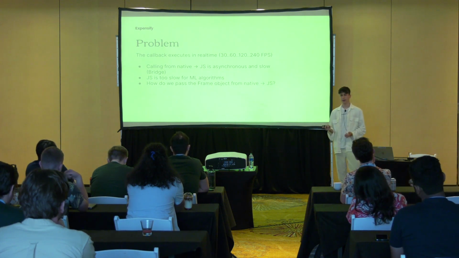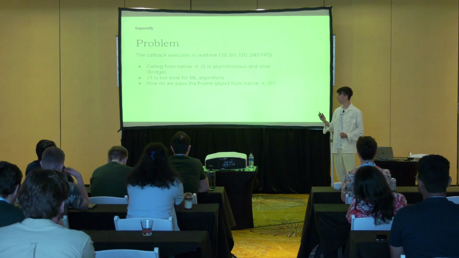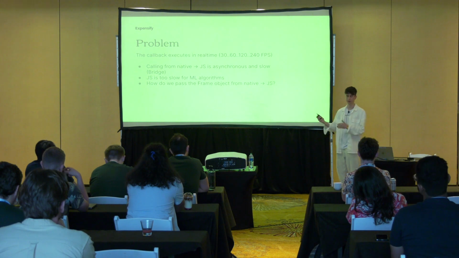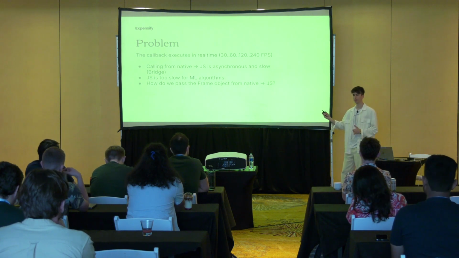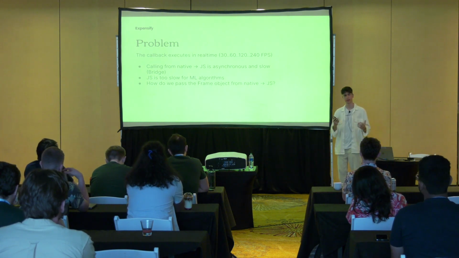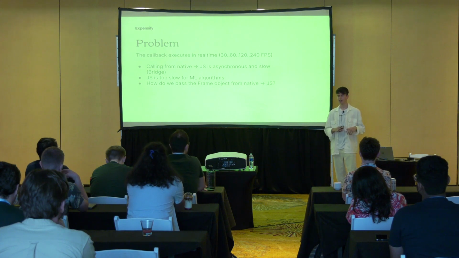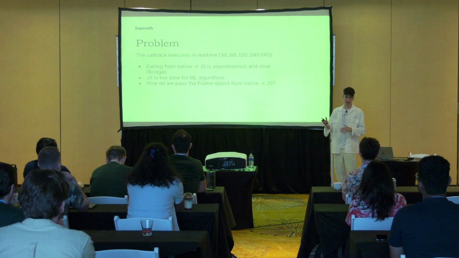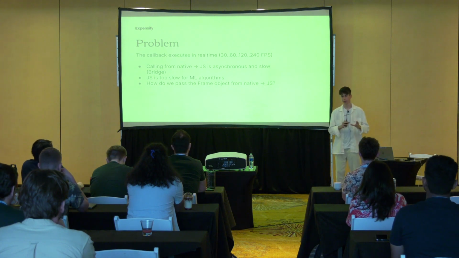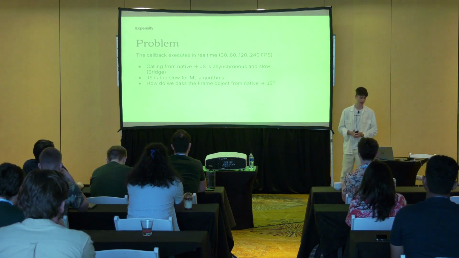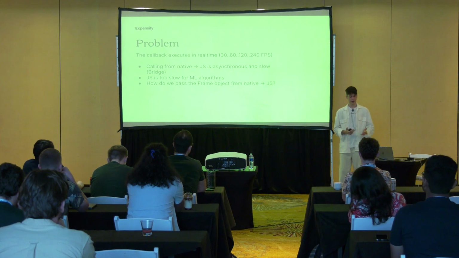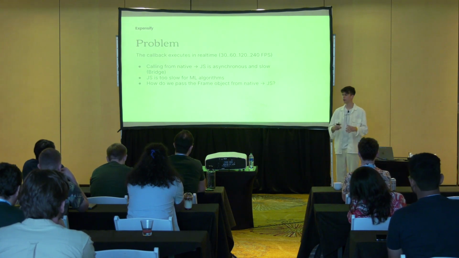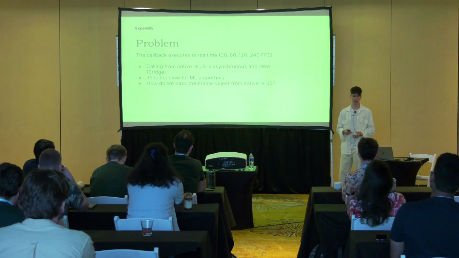JS is too slow for ML algorithms, so we can conclude here already that we need to run the actual algorithms. ML algorithms, for example, a QR code detector is an ML algorithm, or like a face detector. We want to run those in native code, or with TensorFlow or something, like a pre-trained model, right? That's where the speed is at. How do we pass a frame object from native to JavaScript? That's another problem. We can't just create a byte array and pass it over the bridge. That's going to be very, very slow.